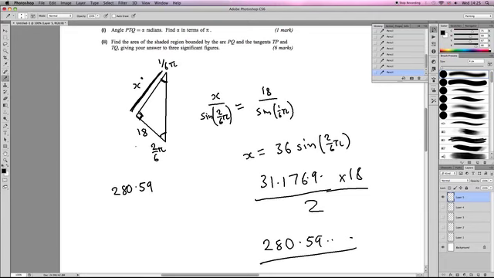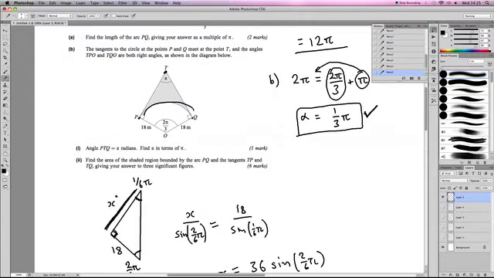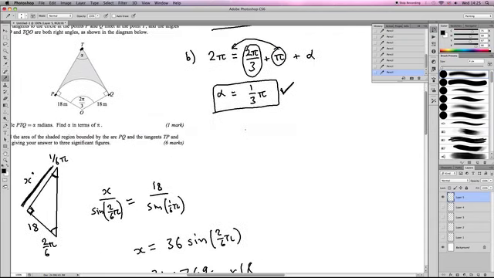280.59 times 2. I get this shape equal to 561.18. Now we'll leave it like that. Finally, to find the actual shaded region, I need to minus this white area here. To do that, I need to use the area of a sector. The area of a sector is equal to a half r squared theta. So we're going to do a half of 18 squared times 2 pi over 3.